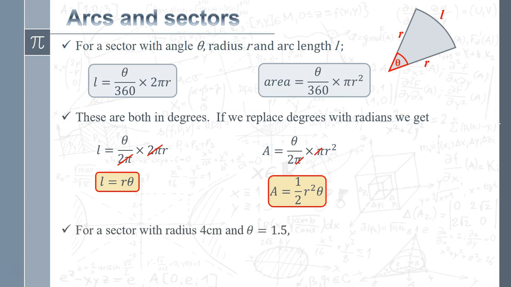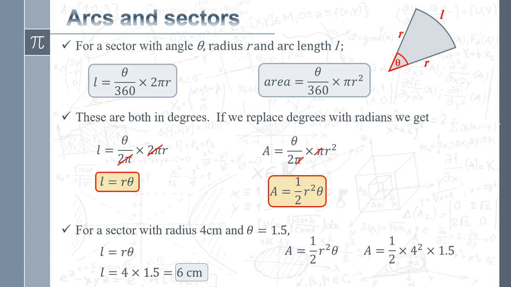So what that means is, let's say for example in our sector up here we've got a radius length 4 and the angle is 1.5 radians. So the length L is just going to be r times theta, 4 times 1.5, which is 6 centimeters, and the area of that sector is going to be half r squared theta, so that's half 4 squared times by 1.5, and so that's 12 centimeters squared. And so that's nice and simple and easy to work with.